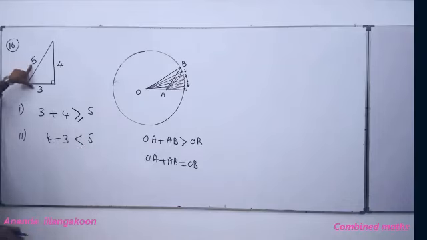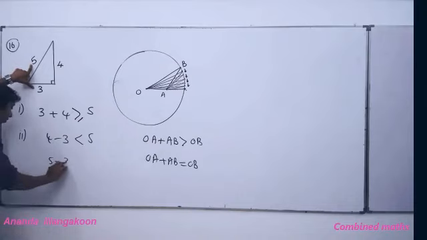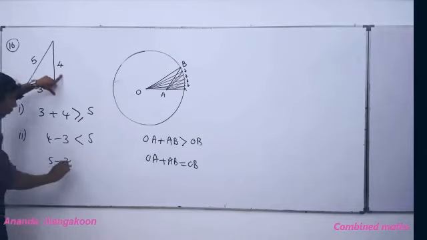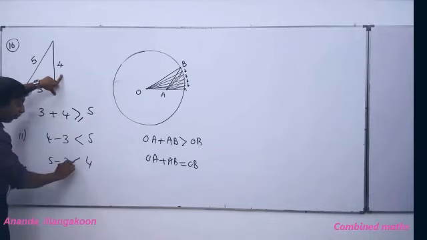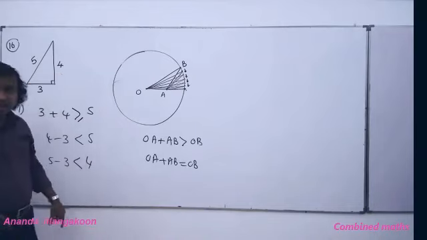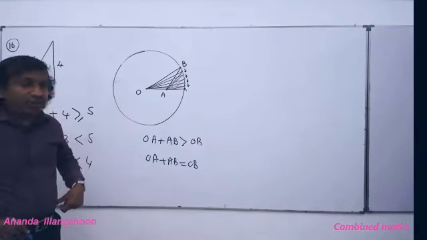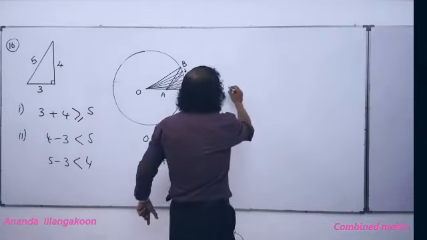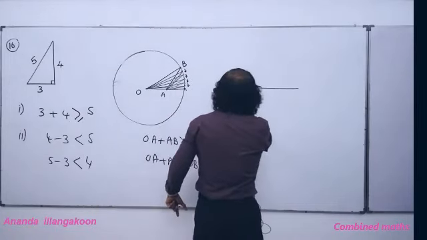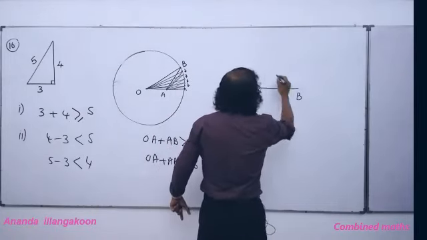And take this and this as a difference, 5 minus 3. The other side is 4. 5 minus 3 is 2. 2 is less than 4, no? And equal to is also possible. Even if I take it like this. See here, we have a triangle like this, ABC.